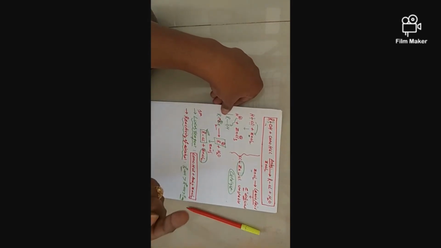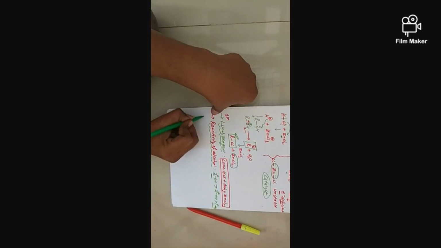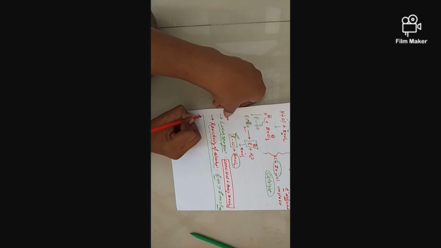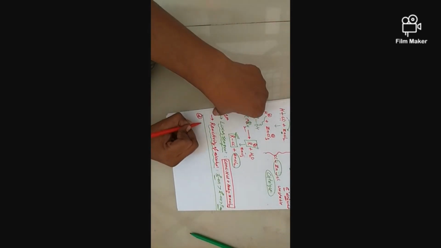Now we will go to the second preparation method, that is the Darzens process.